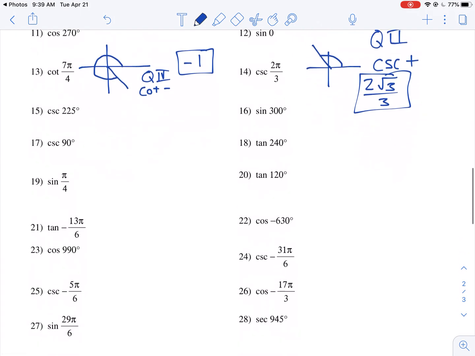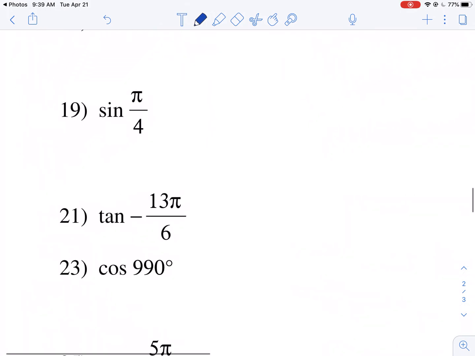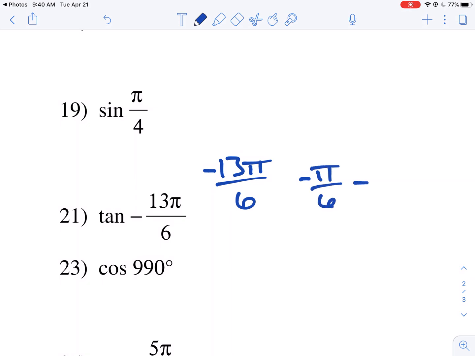It starts getting a little bit more complicated for things such as tangent of negative 13 pi over 6. What I have to realize here is that this is negative 13 pi over 6. Well, that's negative pi over 6 minus 12 pi over 6. And the reason I say that is because 12 pi over 6 is 2 pi. That's beyond a full revolution. So that means that this angle looks like this for number 21.